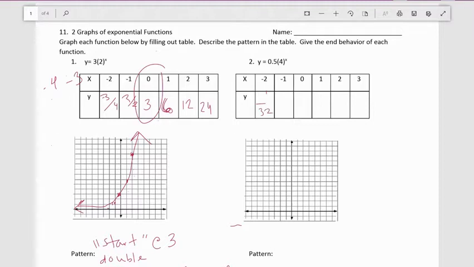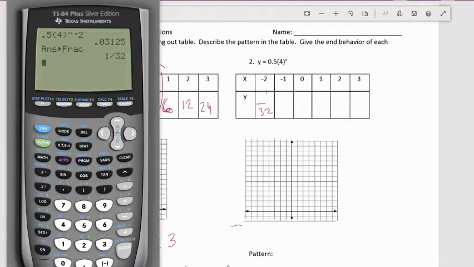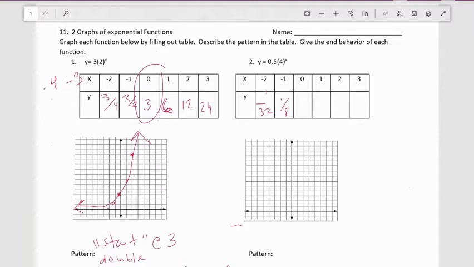Okay, if I go to the -1, let's type the same thing in again. 0.5 times 4 to the -1, and math fraction. We get 1/8. Okay, here I'll get 1/2 because 0.5 is the same as 1/2. Okay, 1/2 times 4 is 2.